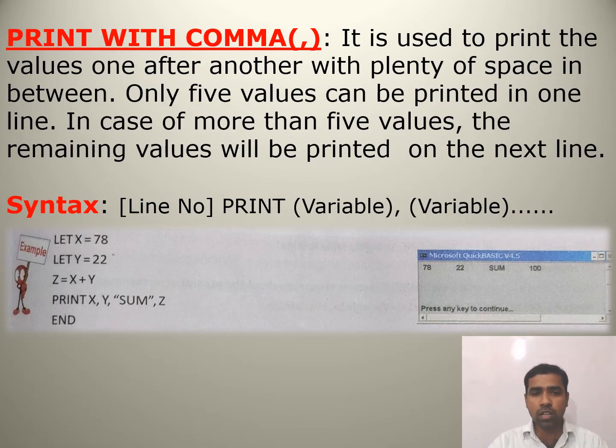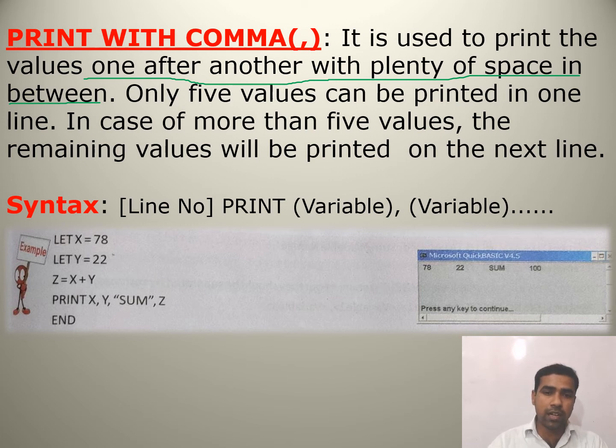Next we will study about the print with comma. If you write the program using print with comma, then what will happen? How will it print? It is used to print the values one after another with plenty of space in between the words. Before, if you write the program using semicolon, the space will not be there in between the words. But if you write the program using the comma, then you will get plenty of space in between the words, in between the letters.